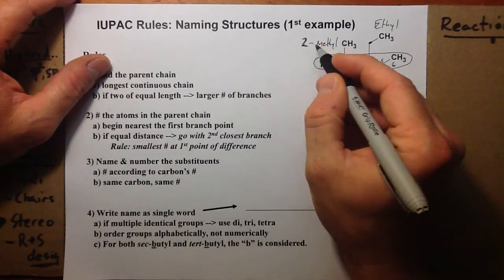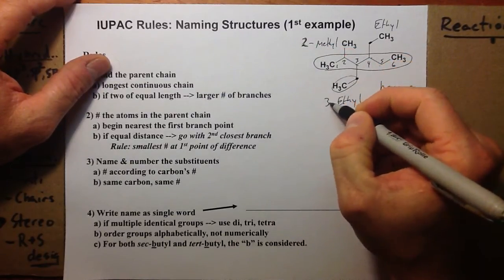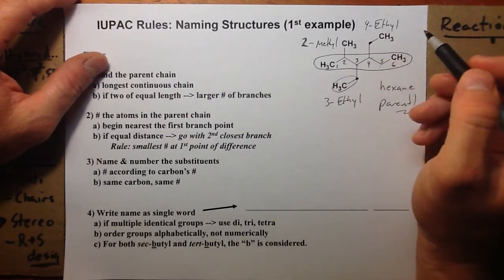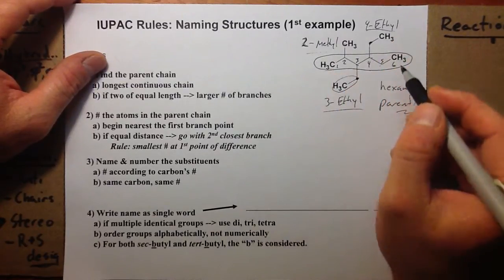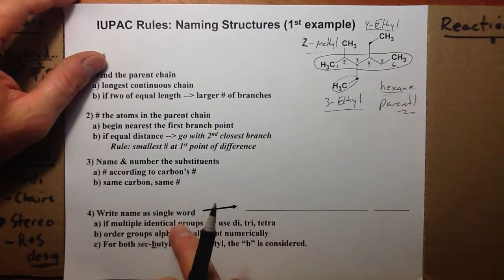It's connected at the 2 position of the parent. This would be 3-ethyl, and this would be 4-ethyl. So we can put together the group names. We have the parent name in one full name. Write the name as a single word.